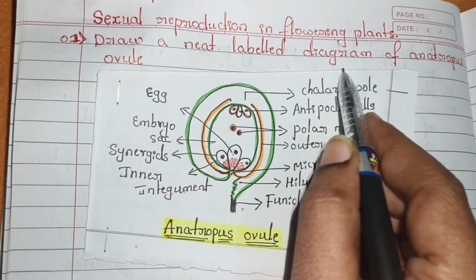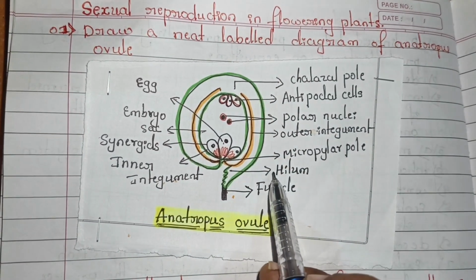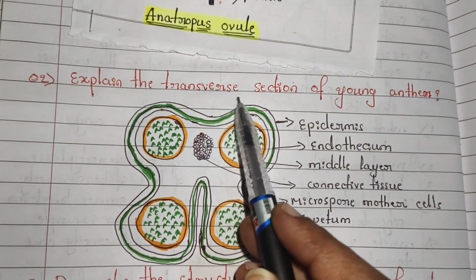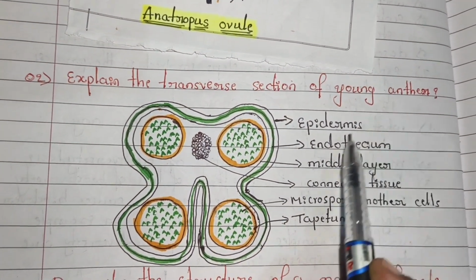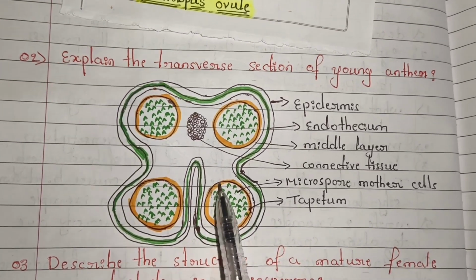First one is: draw a neat labelled diagram of an anatropous ovule. If it is asked like that, you have to draw that diagram. The second question is: explain the transverse section of a young anther. It is most important, many times this question comes, so you have to draw it like that.